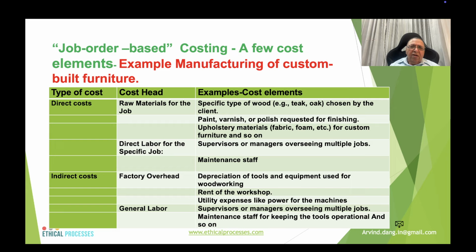Now examples for the direct costs are raw materials for the job. Let's say for manufacturing custom built furniture made out of wood, the specific type of wood chosen by the client is a major cost element. Then paint, varnishing, polishing requested for finishing are also important cost contributors, and upholstery material. Direct labor costs, of course, include supervisors, managers, and maintenance staff. Factory overheads are depreciation of the tools and equipment used for woodworking, and rent for the workshop, etc. And likewise for general labor I have given examples.